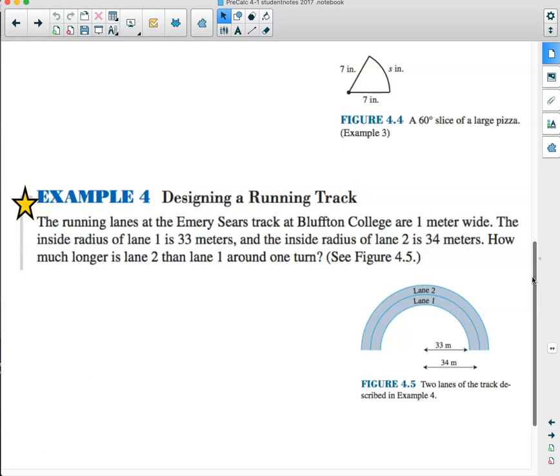The running lanes at the Emory Sears track at Bluffton College are 1 meter wide. The inside radius of lane 1 is 33 meters, and the inside radius of lane 2 is 34 meters. How much longer is lane 2 than lane 1 around one turn? And I look at that, and I immediately think, well, those are semicircles. And if I'm going to be talking about semicircles and their arc length, I have to have that in radians. So this is 180 degrees, which would be 1 pi. But I have 2 of these I have to deal with.